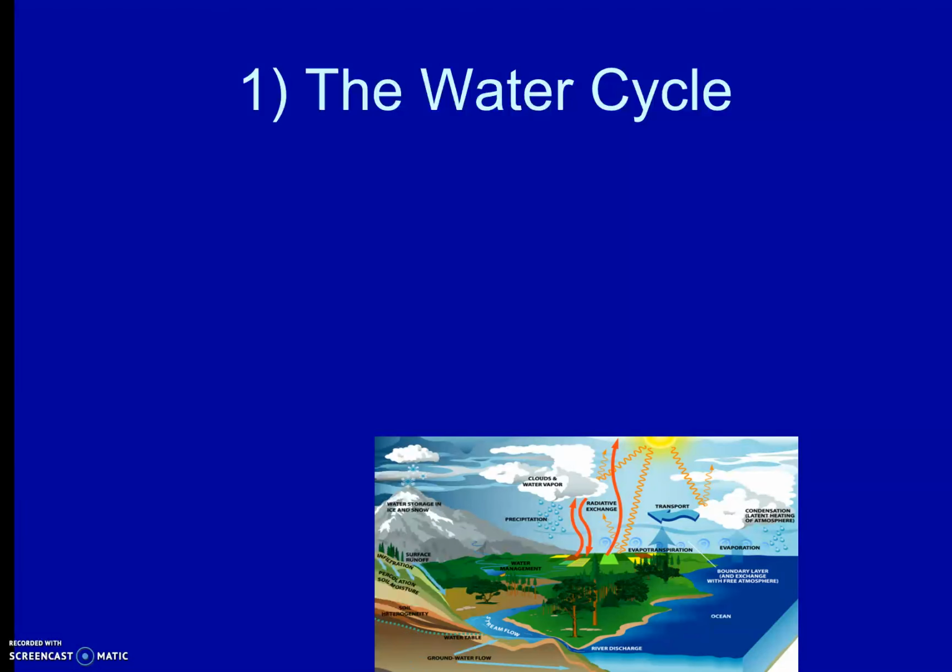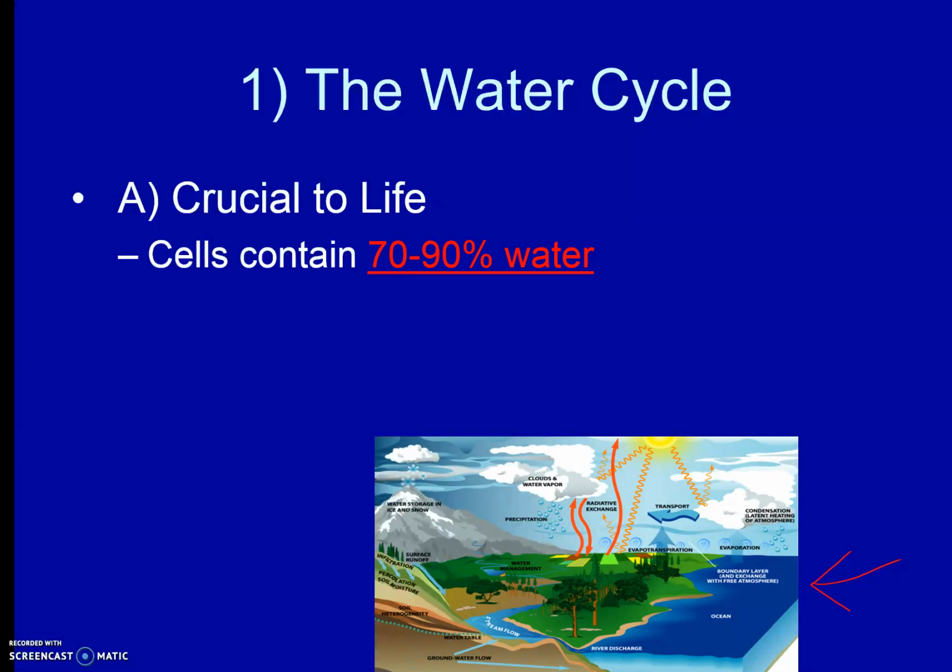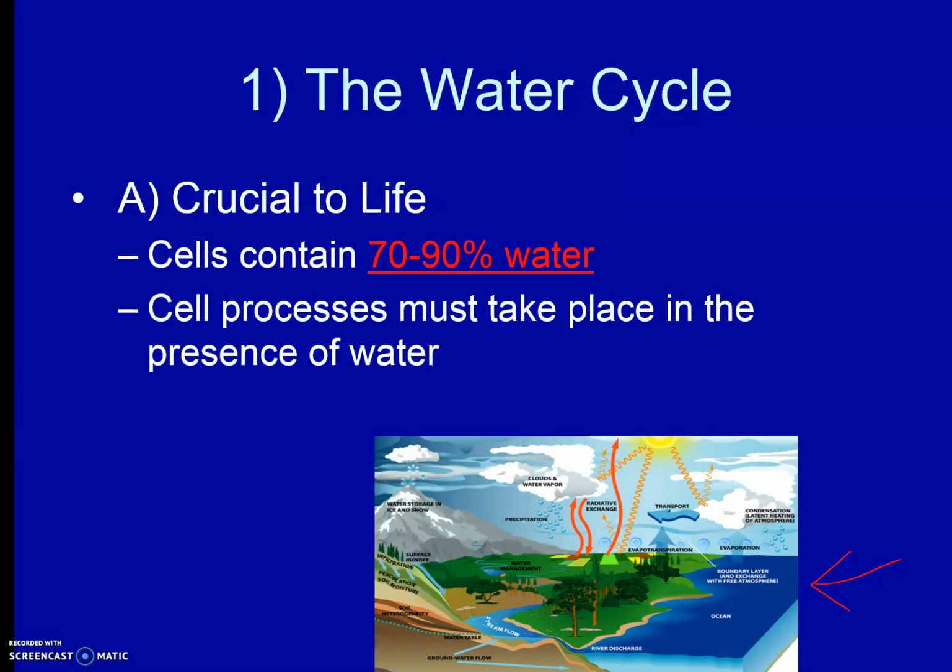Now on your test, what you will need to be able to do is look at an image, a diagram, something like the one shown here, evaluate what's going on, and be able to identify which matter cycle we're dealing with. Water is 100% crucial to life. All living things are made of water, and all living cells are made of about a 70 to 90% range of water.